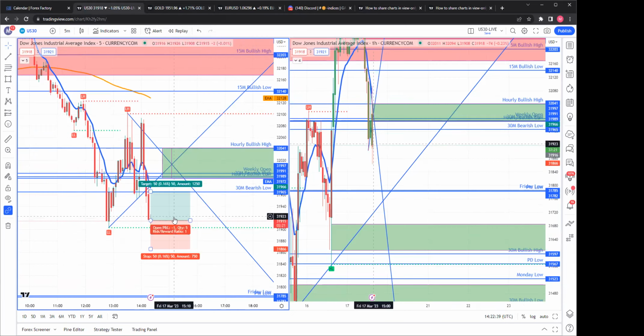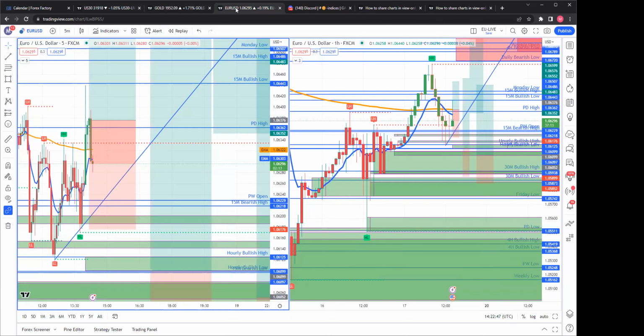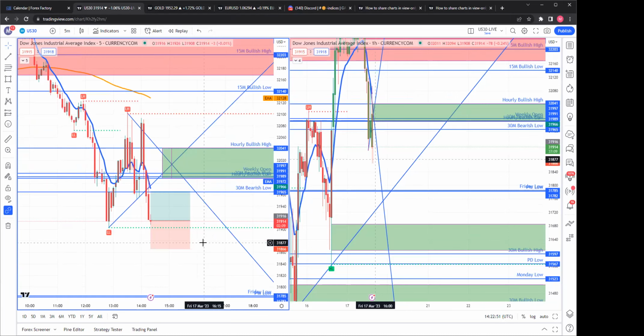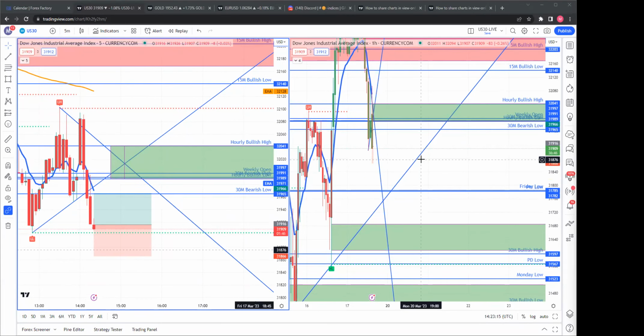Because for any downside, anticipate a retest of the 30-minute bearish low or the trend line that's up here. But of course, that doesn't have to happen. EU is still going down. Okay, so the only thing I'll watch is this. US30 bearish.